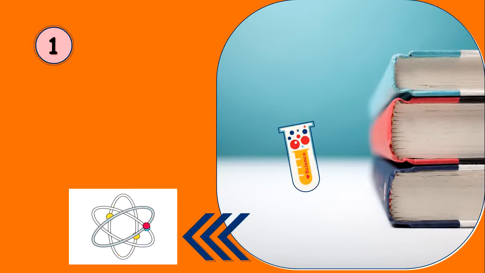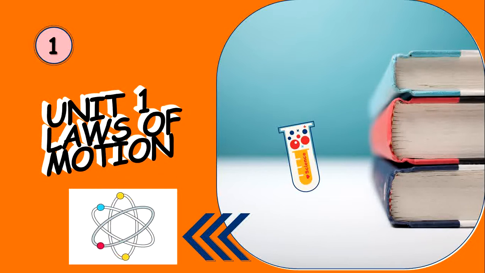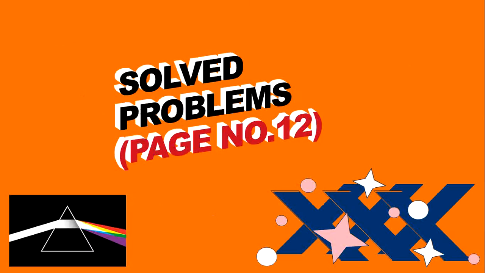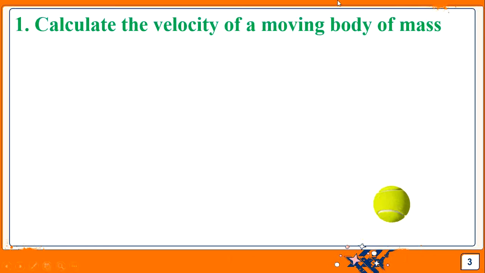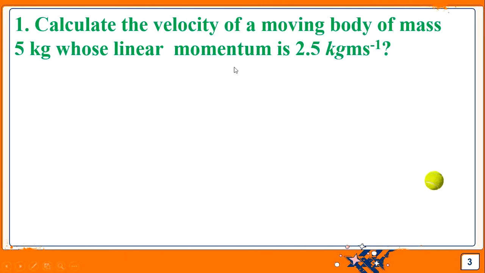Good morning students. In this video we are going to see Unit 1 Laws of Motion Solved Problems, page number 12. Question number 1. Calculate the velocity of a moving body of mass 5 kg whose linear momentum is 2.5 kg ms^-1.